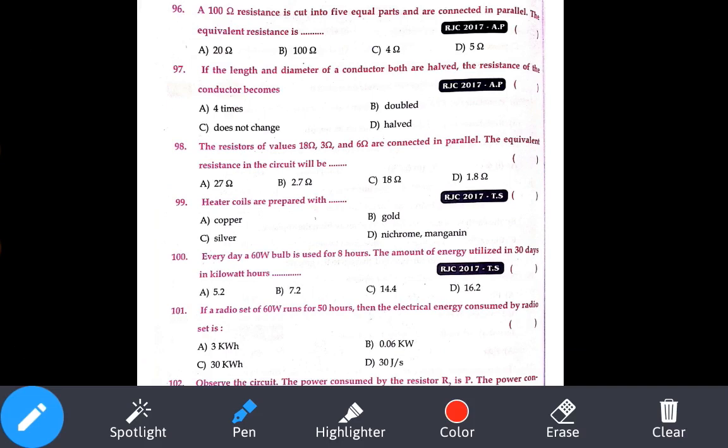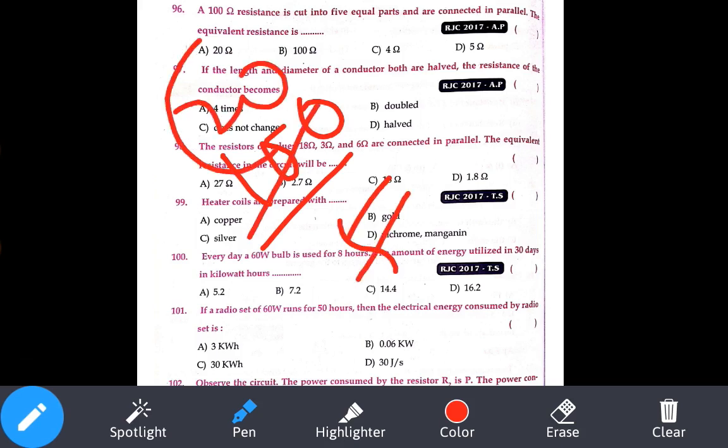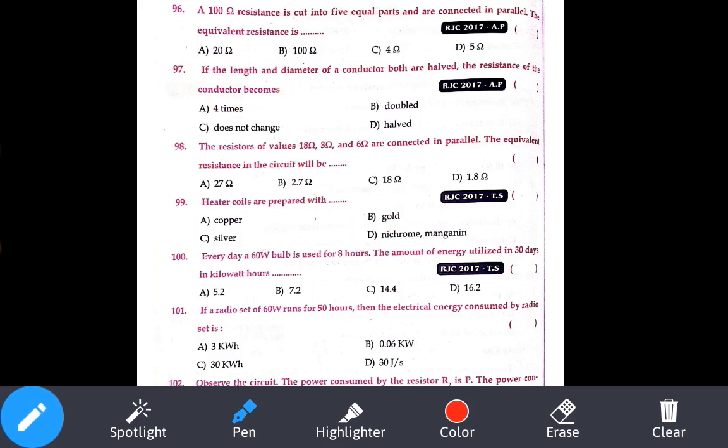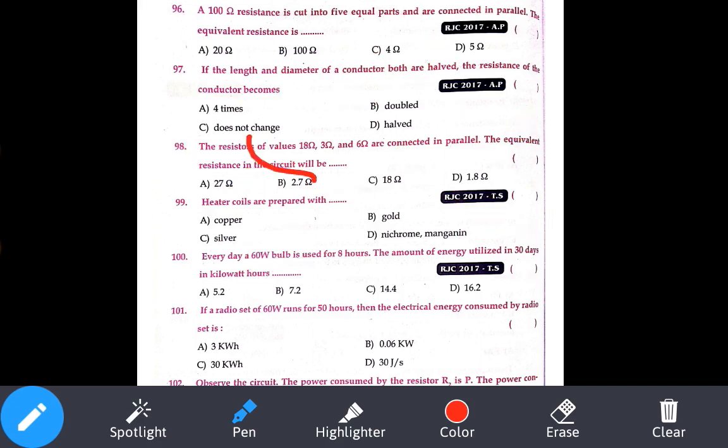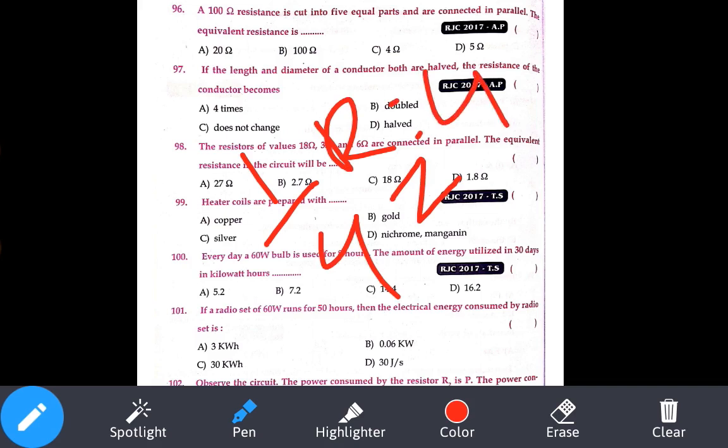A 100 ohms resistance is cut into 5 parts. 100 ohms is divided into 5 parts, so what will you get? Each part's resistance is 20 ohms, and the 5 parts are connected in parallel. So 1/20 + 1/20 + 1/20 + 1/20 + 1/20 is 5/20, which is 1/4. So 1/R equivalent is 1/4, which means R equivalent is 4. Answer is option C.